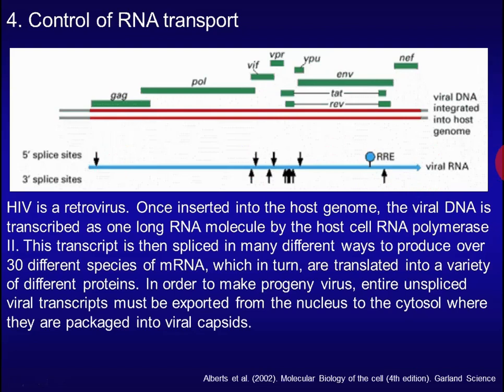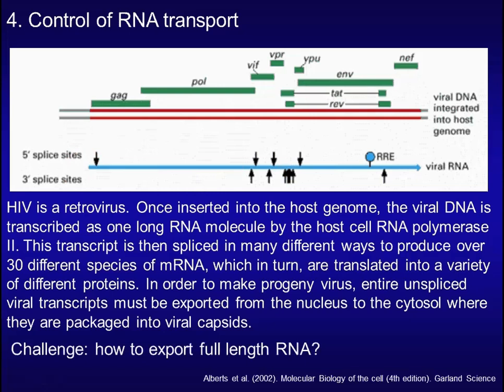In order to replicate the viral genome, the entire, unspliced viral transcript must be exported from the nucleus to the cytoplasm, where it is packaged into viral capsids. How does the virus export full-length RNA? This is a challenge. The key is the REV gene.